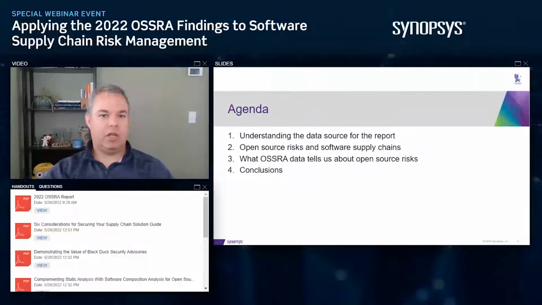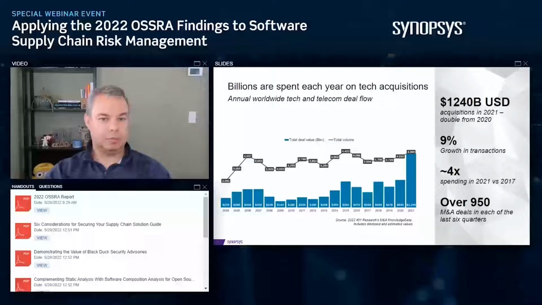So the core agenda, it's important to understand the data source for any report that you've got out there. Doesn't matter how reputable it is. If you don't understand the data source, it's quite easy to make some misunderstandings or miscomputations with the underlying data. We're going to talk about open source risks and supply chains. We're going to talk about what the OSSRA data tells us about them, and then draw some conclusions from there.